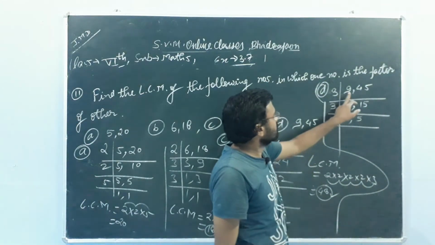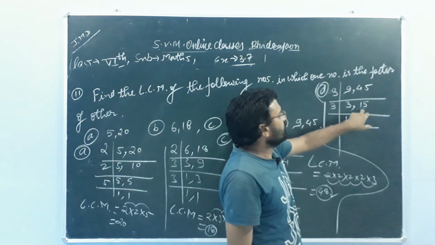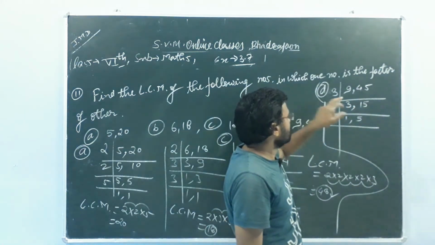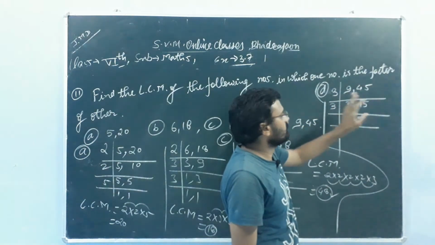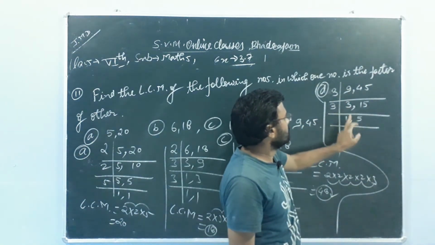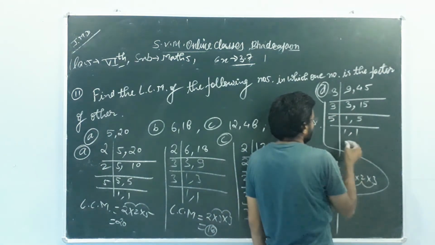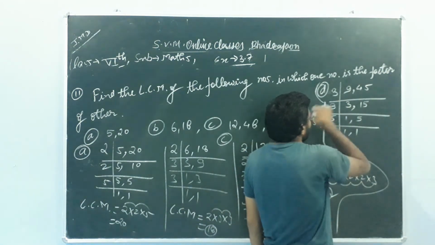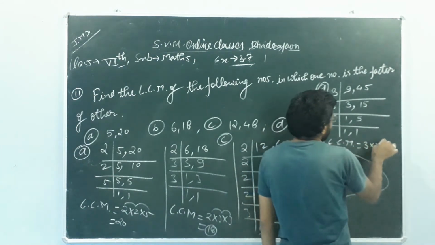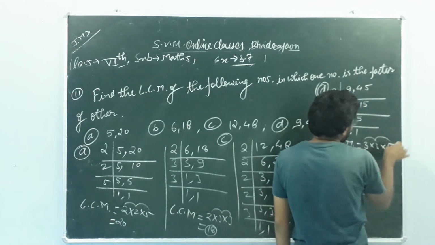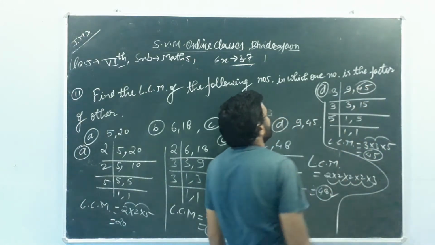Listen, 3 3s are 9, and 45 divided by 3 we will get 15. Actually 3 1s are 3, after that 1 is left, so this is 15. 3 5s are 15. Now again by 3: 3 1s are 3, and 3 5s are 15. Now again by 5, this is 1 and again 1. Now LCM is what? Our LCM is 3 into 3 into 5. So 3 3s are 9, 9 5s are 45. Again our 45 is the answer.